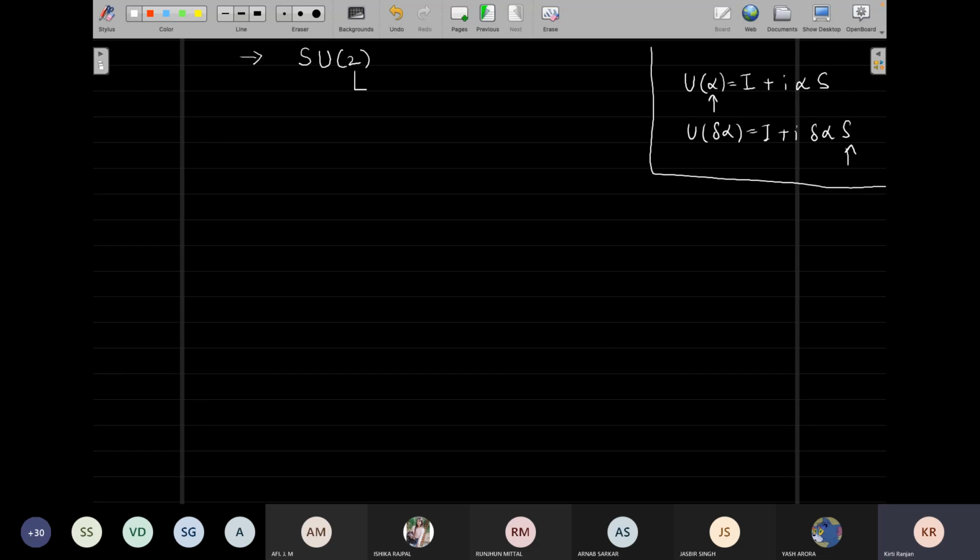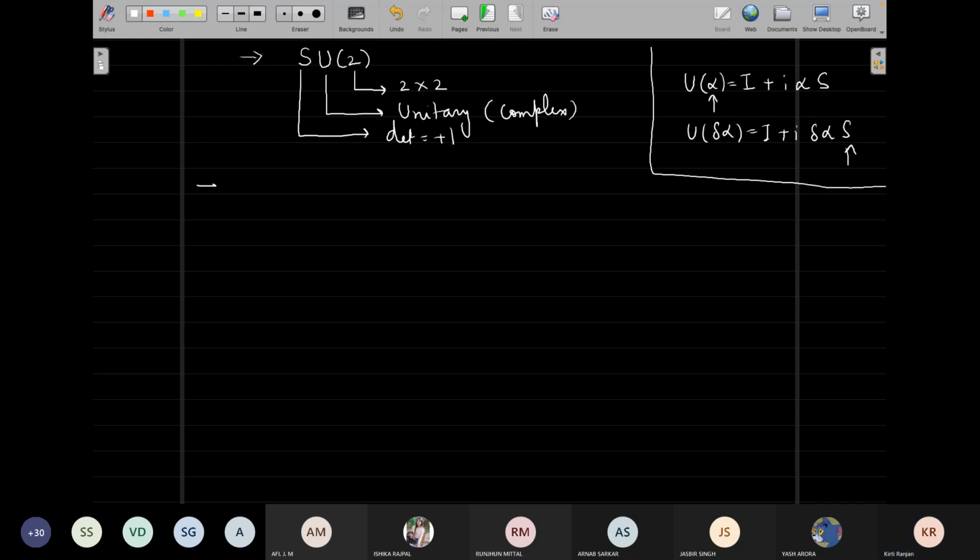So what kind of matrices are we talking about? It is 2 cross 2. It is unitary, which means complex space. And it should have determinant equal to plus 1. So we are talking about these kind of matrices. What will be the order of SU2? This is 2n square minus n square, and then there will be one more minus 1, which is coming from the determinant, and this turns out to be, for n equal to 2, 3. Sir, 3. This turns out to be 3.